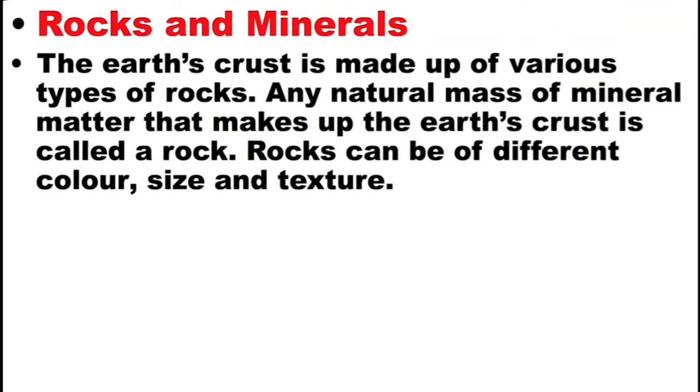So, dear students, we have studied about the layers of the earth. Now we are studying some other things like rocks and minerals. The earth's crust is made up of various types of rocks. Any natural mass of mineral matter that makes up the earth's crust is called a rock, and rocks can be of different color, size and texture.